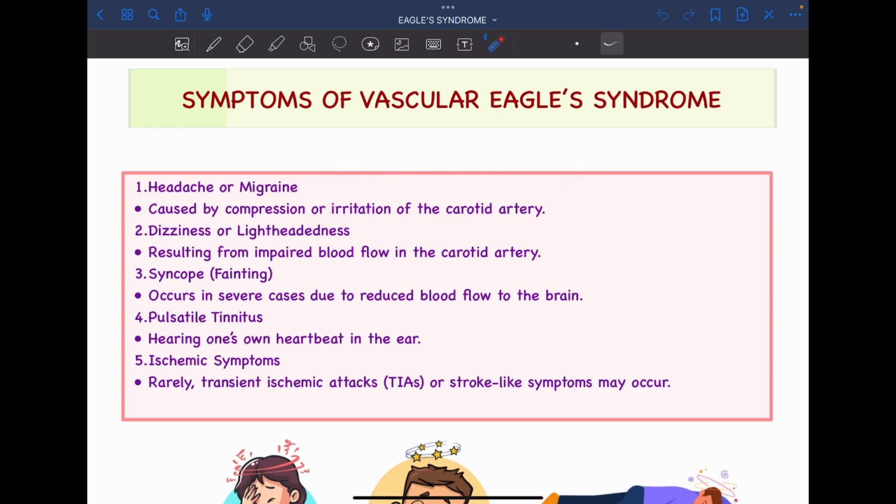Then dizziness because of the compromised blood flow to the brain. Syncope again because of the same reason. There is a pulsatile tinnitus, a very important point, which is the feeling of hearing one's own heartbeat in the ear because of compression of the internal carotid. Then presence of ischemic syndrome, ischemic symptoms. Now in very rare cases there might be a transient ischemic attack or a stroke-like symptom may also occur.